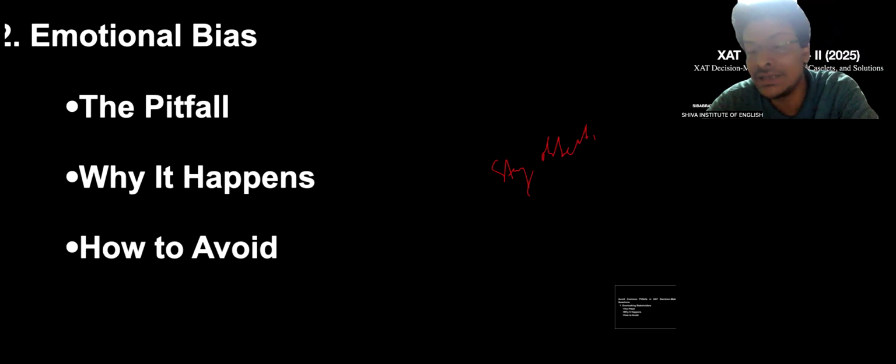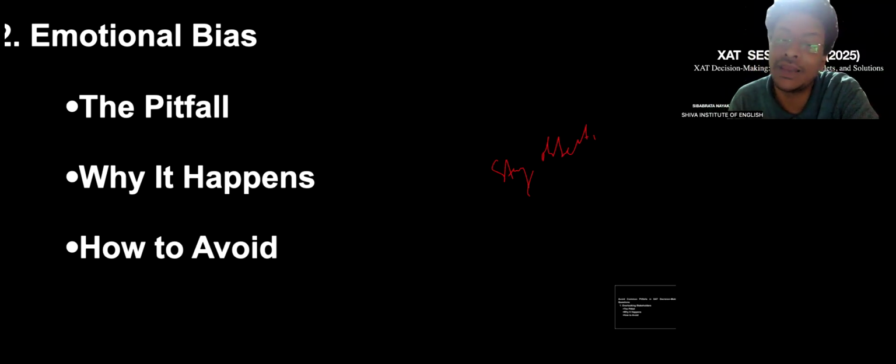Right. Let's say a case involves a personal conflict between two employees. Avoid siding with one based on their background story. Your job is to evaluate their actions and the implications objectively, isn't it? So that is what emotional bias is.